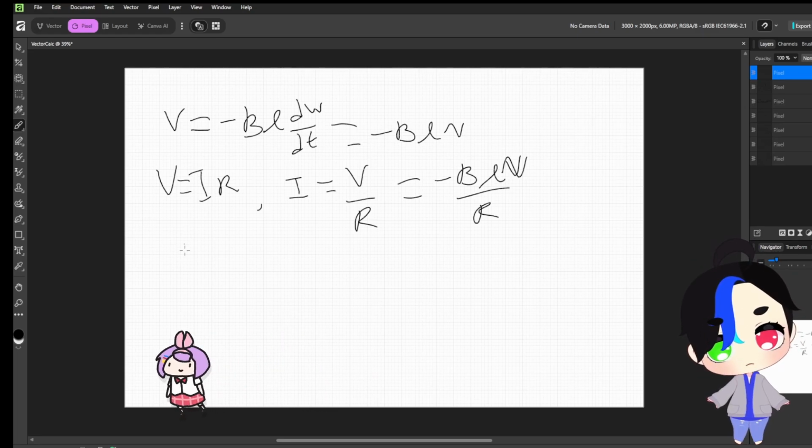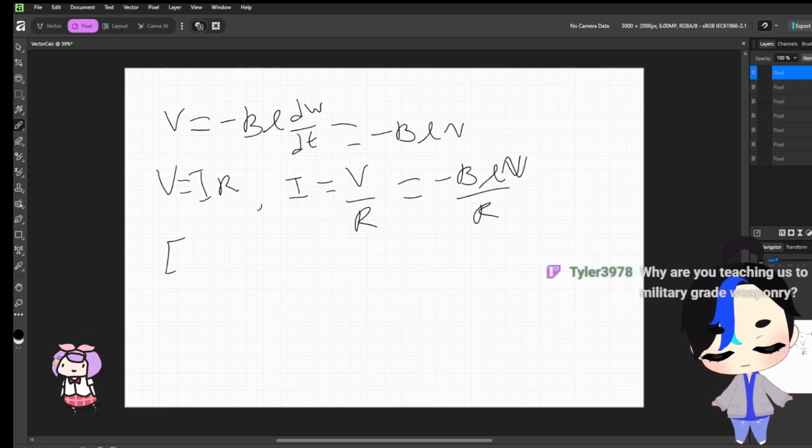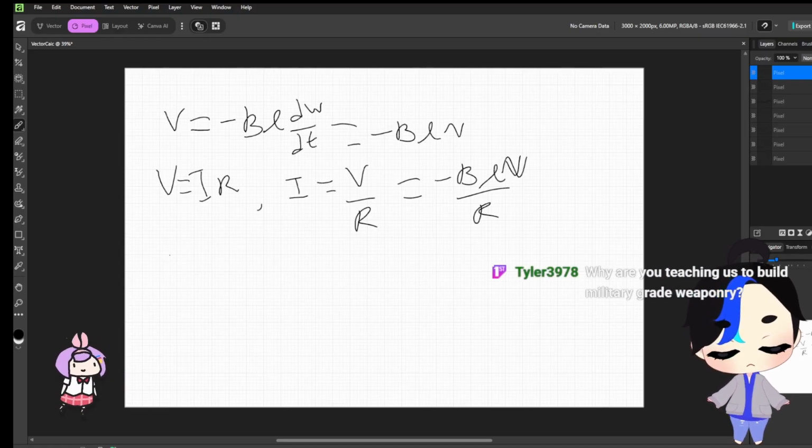Another thing to note about magnetostatics. If you have a magnetic field acting on a current carrying wire, there will be a force on that wire.